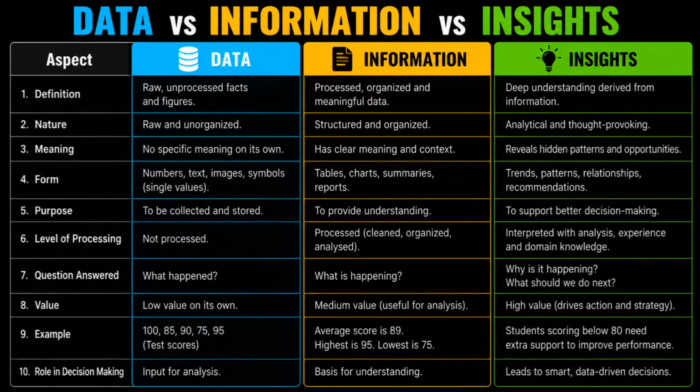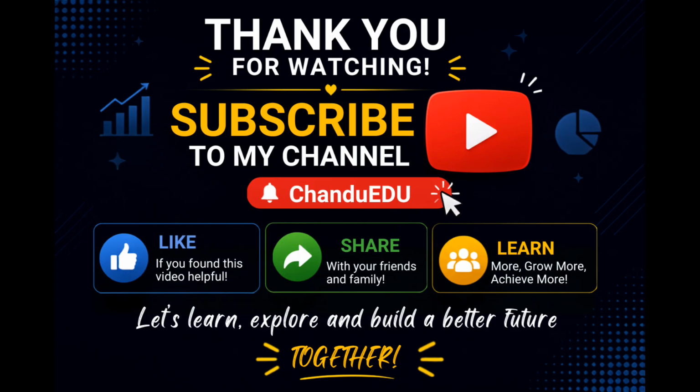Insights go one step further. They explain why something happened and what action should be taken. For example, if students who study for more than 3 hours consistently score above 85, that becomes an insight because it helps us make better decisions. In simple terms, data tells us what happened. Information tells us what it means. Insights explain why it happened and what to do next. And this is the true goal of data analytics, transforming raw data into meaningful information and actionable insights that drive better decisions.